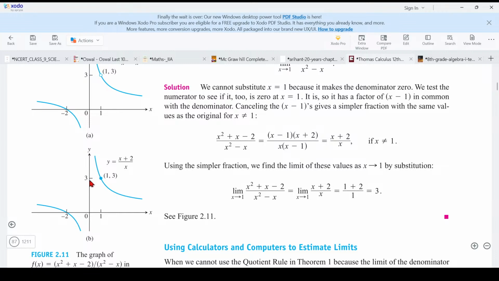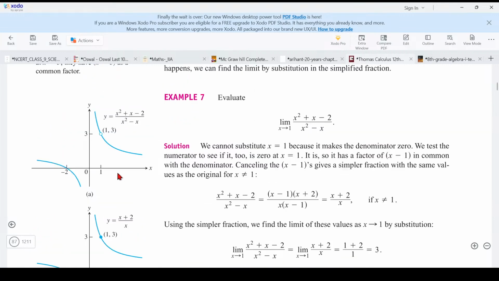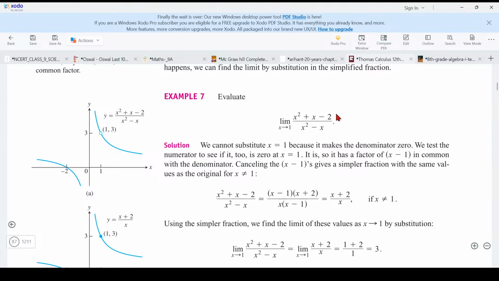So in these cases limits do not exist, but in these cases the limit exists. Now look at this function. Clearly when x equals 1, the denominator is 0, and the numerator is also 0. We don't know what exactly this is.